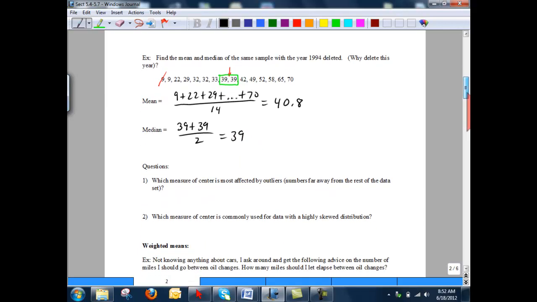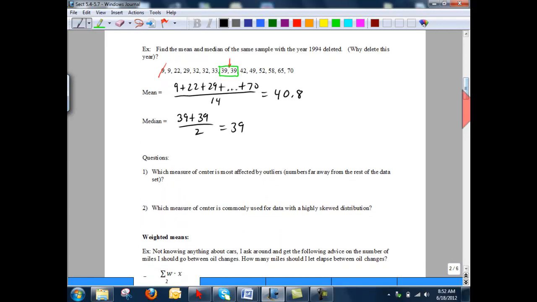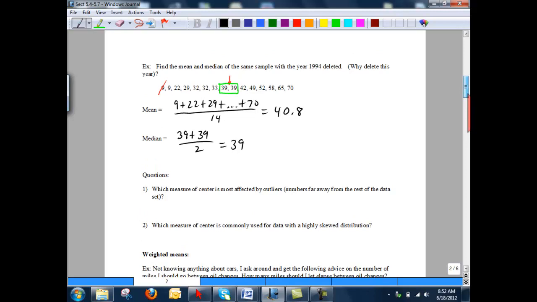Why am I doing this? Let's answer a couple of concept questions here. Which measure of center is most affected by outliers? So the 9s were an example of an outlier, numbers that were pretty far away from the rest of the numbers in the data set.